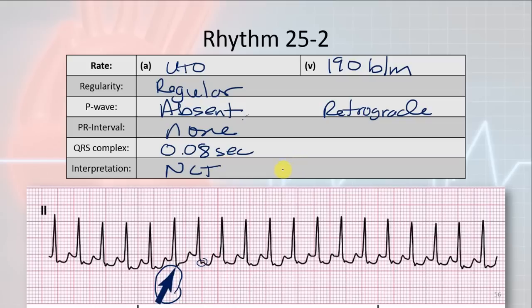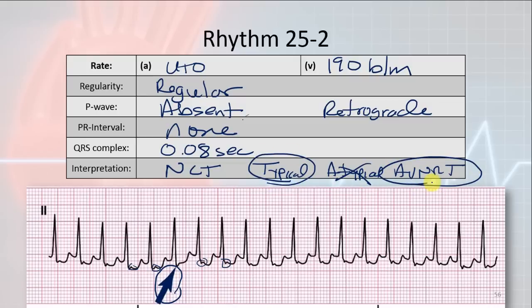Now let's look at this a little bit more in detail. We do know that these are P waves because the book is telling us that those are P waves. Due to that, would this be a typical or atypical AVNRT? Since the P waves are smashed up against this QRS complex, I'm going to say that it is typical AVNRT.